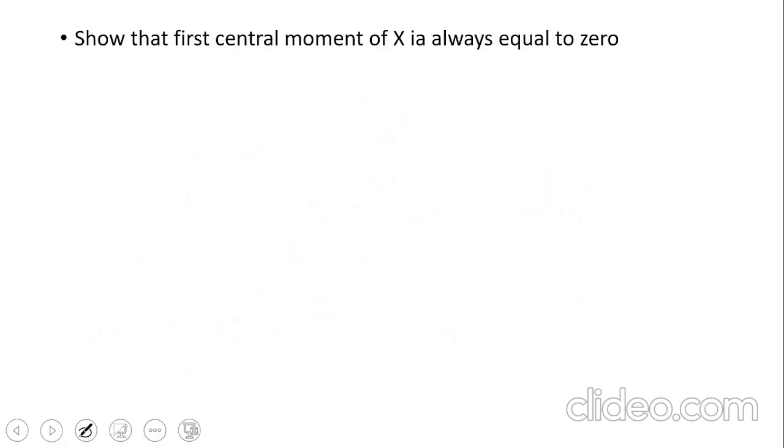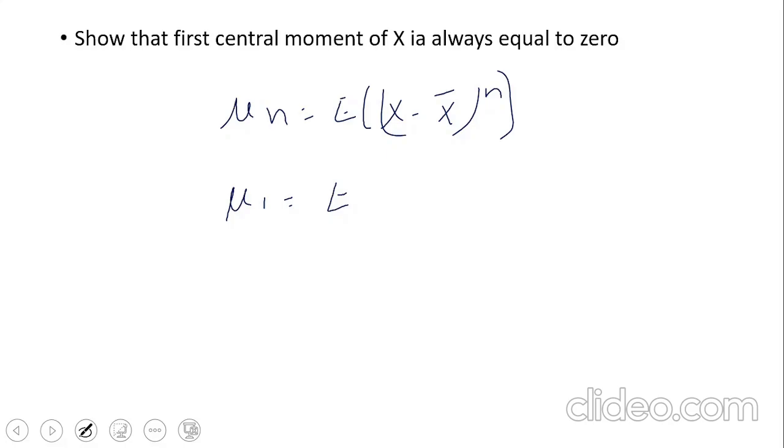Show that the first central moment of x is always equal to 0. We know that mu n is equal to expected value of x minus x bar whole power n, the nth order. So first means mu1. Mu1 is equal to expected value of x minus x bar whole power 1, so that is E of x minus x bar.